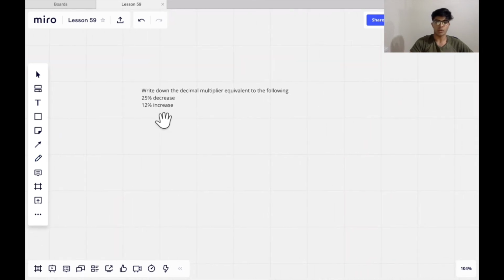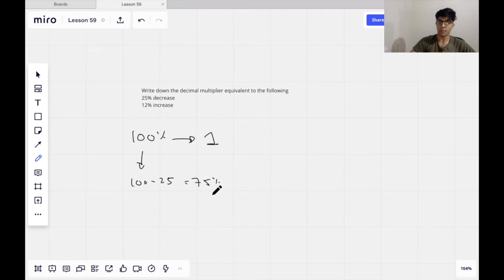Okay, so question 1: write down the decimal multiplier equivalent of the following: 25% decrease and 12% increase. Okay, 25% decrease, if that's a percentage change, we start off at 100%. We always start off at 100% because 100% represents the whole, the original amount. 100 divided by 100 is 1, so 100% is just 1, the unit. If we have a 25% decrease, we've gone from 100% down to 100 minus 25, which is 75%. So we only have 75% of the original.